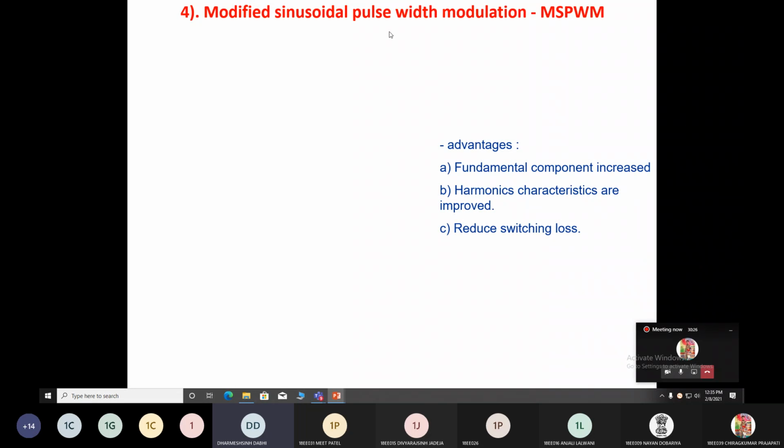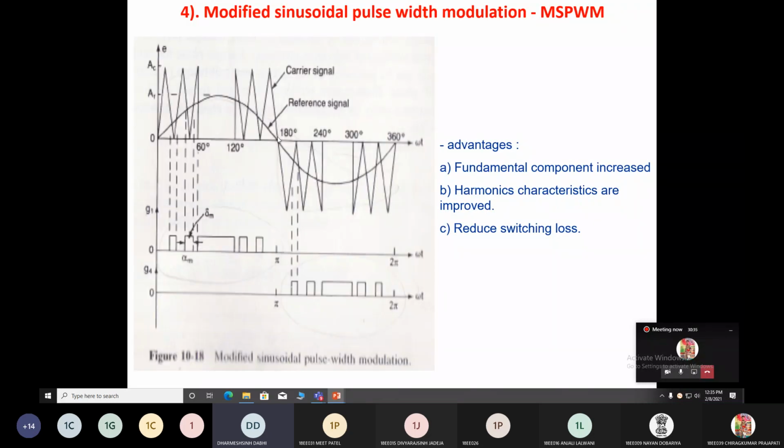This is a modified version of the previous sinusoidal pulse width modulation technique. So let's check what modification is done in this technique. The logic is the same, you compare the sine wave with the triangular wave, but the difference is that, as you can see here in this figure, you generate the triangular wave only in the first 60 and last 60 degrees of your half cycle. The triangular wave is generated only between 0 to 60 degrees and then 120 to 180 degrees. It means the first 60 degrees and last 60 degrees of your half cycle. Same way in the negative cycle also.